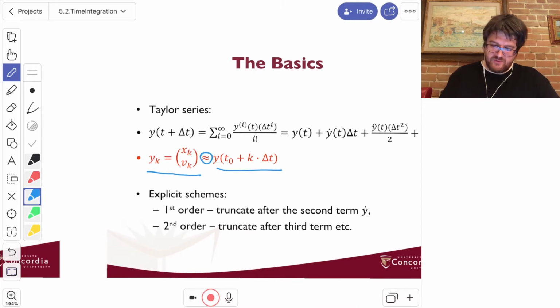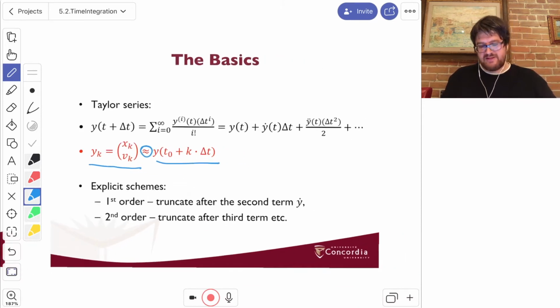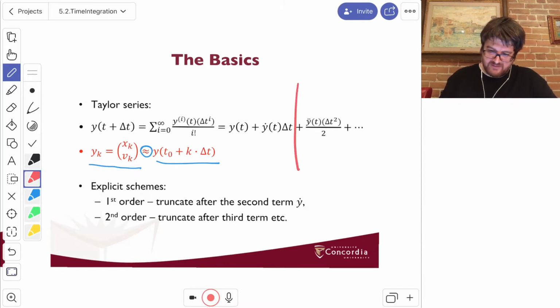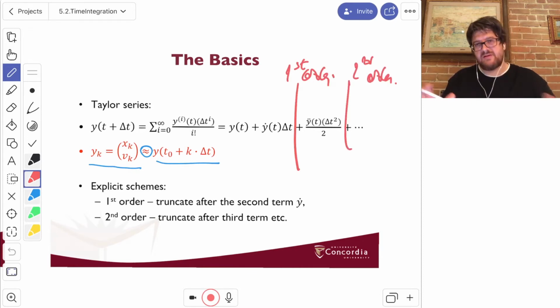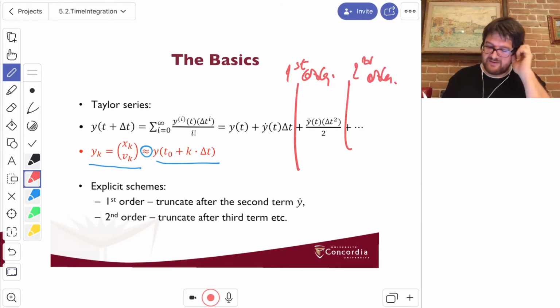So the way we work is we're going to first look at the explicit schemes. The explicit schemes really, they truncate the infinite sum at some point. First order, they truncate it here. Second order, truncate here. And so on and so forth, but more or less. So we are not taking into account everything after.